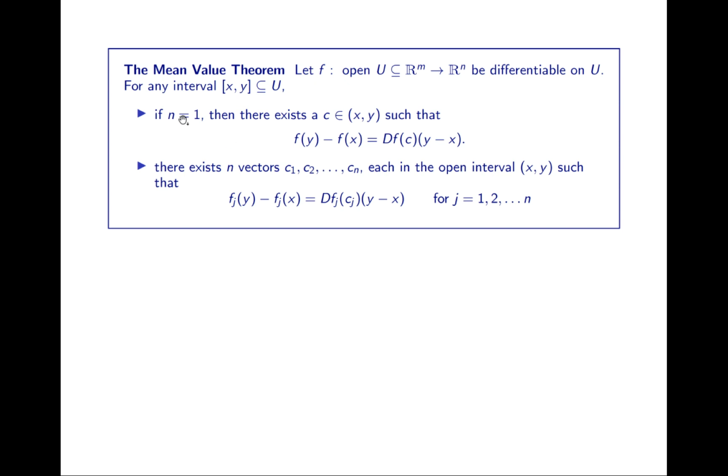And if n is not 1, but greater than 1, then essentially I can make this statement for each entry of f. In other words, because f is vector valued, there's a first entry, a second entry, a third entry, an nth entry. For each of those entries, this statement is true.